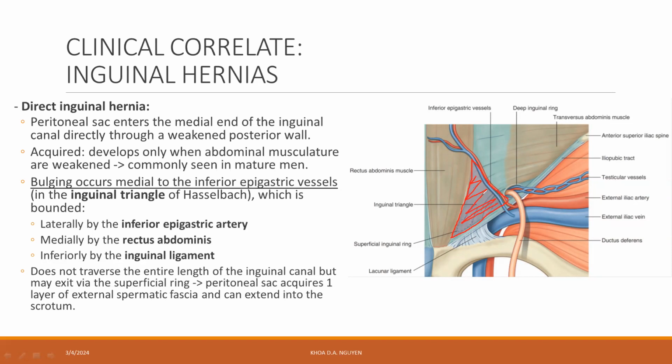And now you understand why. If it is an indirect hernia, it will happen lateral. This is lateral, right? Lateral to the inferior epigastric vessels. But if it is a direct inguinal hernia, it is going to happen here, which is medial to the inferior epigastric vessels. So this is a very important correlate that you have to know: which one is medial and which one is lateral to the inferior epigastric vessels.